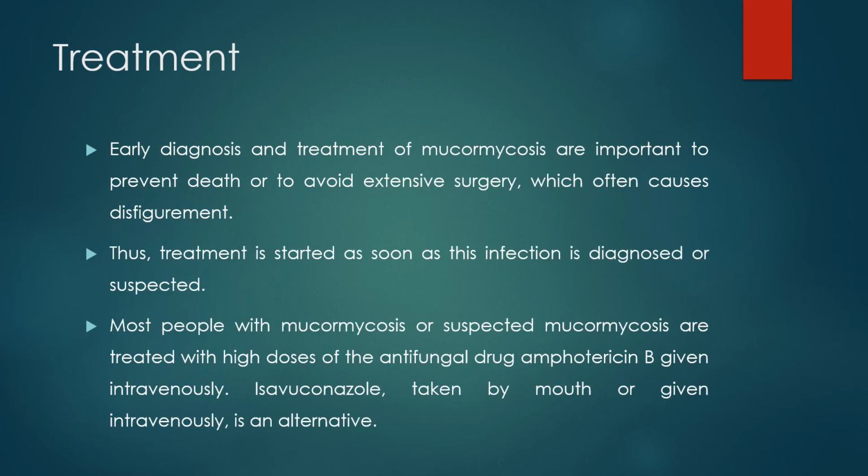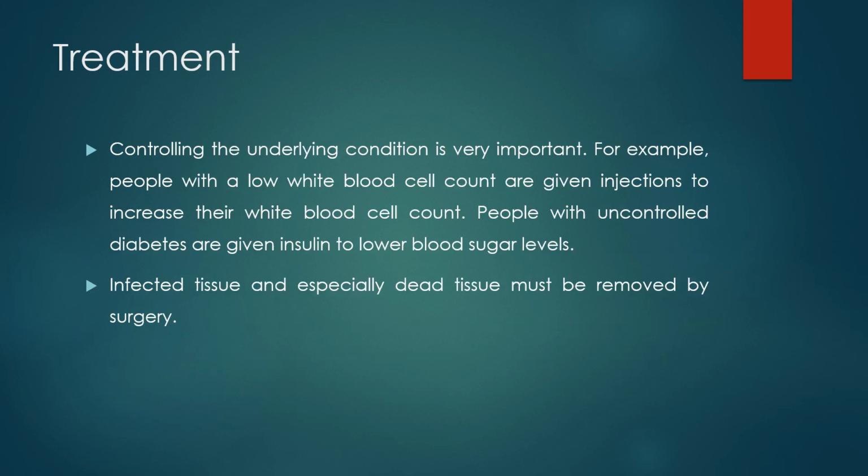Early diagnosis and treatment of mucormycosis are important to prevent death or to avoid extensive surgery, which often causes disfigurement. Thus, treatment is started as soon as this infection is diagnosed or suspected. Most people with mucormycosis or suspected mucormycosis are treated with high doses of the antifungal drug amphotericin B given intravenously. Isavuconazole taken by mouth or given intravenously is an alternative.